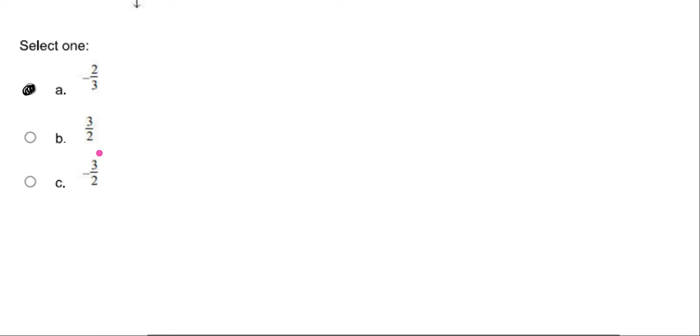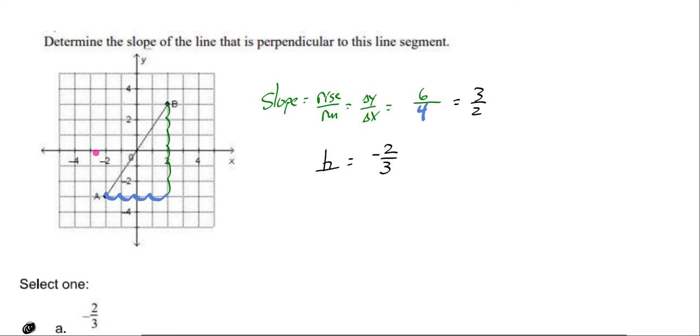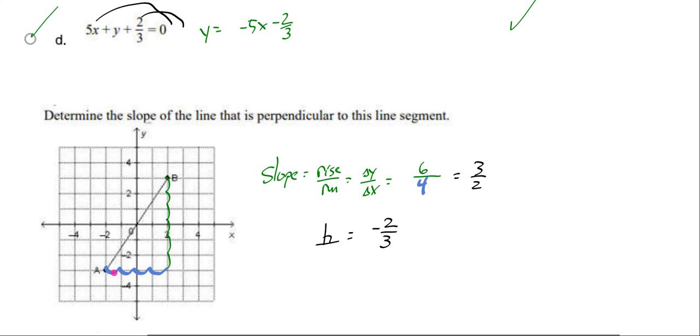I circled B. I don't know, I wasn't paying attention. That would be parallel. If the slope was 3/2, the same slope, that would be parallel, something like this. But we want perpendicular. We want a line that hits there at a right angle. And that's a negative reciprocal slope.